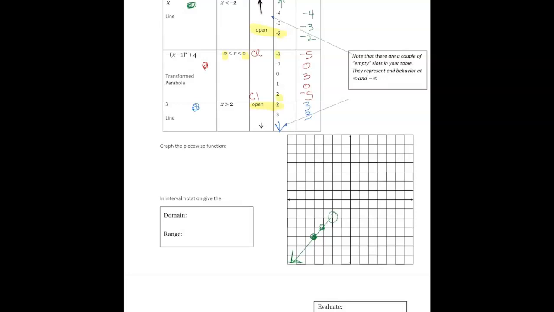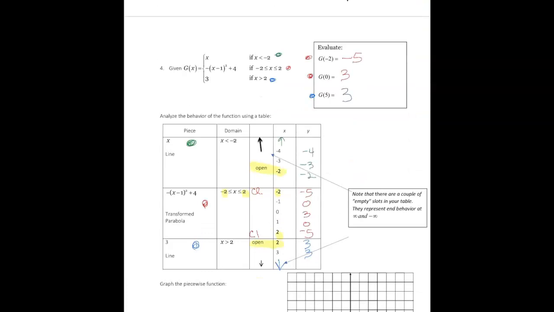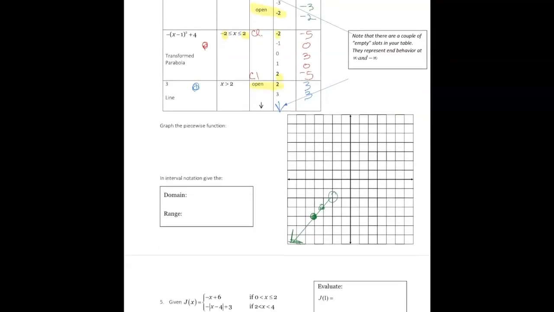Okay, let's get to the middle section in red. I see that I have the following points to plot. I have a negative 2, negative 5. So negative 2, negative 5: 1, 2, 3, 4, 5. And that's going to be a closed circle. Where the other was open, above it, this is closed. So that's my first point there.